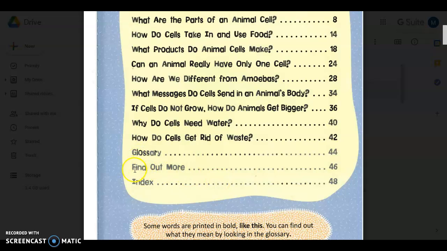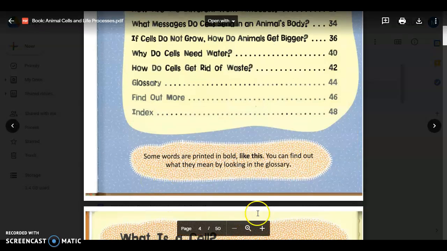Now the glossary, find out more, and index, you will find that all in the section that says day 7 on yours. So if you ever need that, you can click on day 7 to look that up.